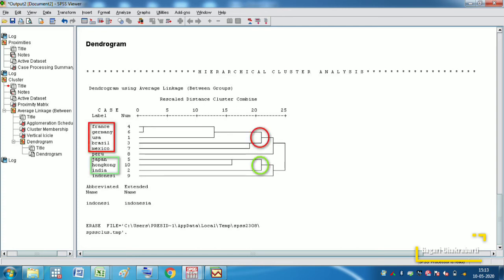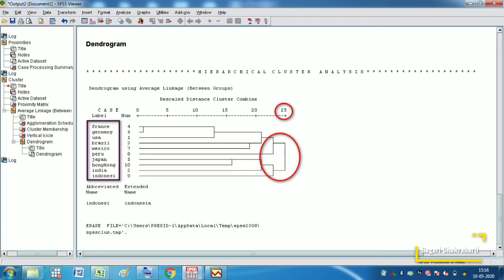France, Germany, US, Brazil and Mexico are combined at a distance which is slightly above 20. Japan, Hong Kong and India are combined at exactly that distance. The 6 European and the American markets combined at a greater distance. Same is true for the Asian cluster. Hence, these cluster formations may not be very acceptable.